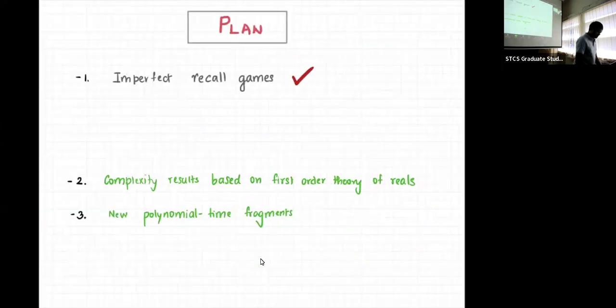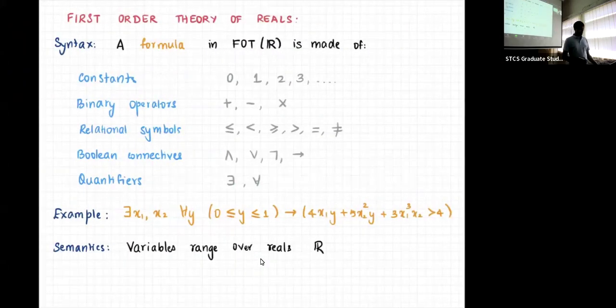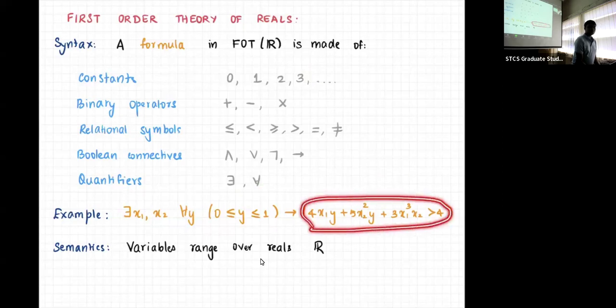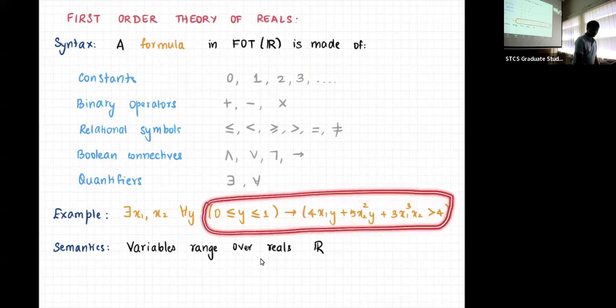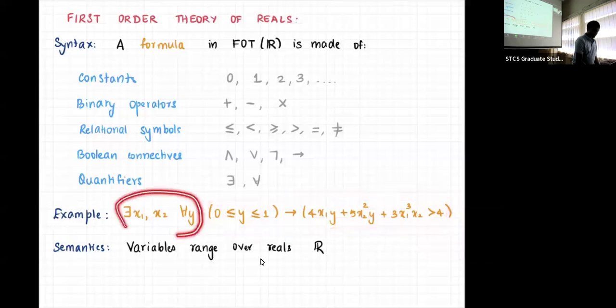So what we are going to do is look at some better complexity results for these things, based on the first order theory of the reals. So what is this first order theory? First, let's just look at this. This is just an inequality. You have some real valued variables, x1, x2, and y, and this is just a polynomial inequality. Now, this entire thing is a Boolean combination of inequalities, right? And on top of that, you add quantifications. This is the first order theory.